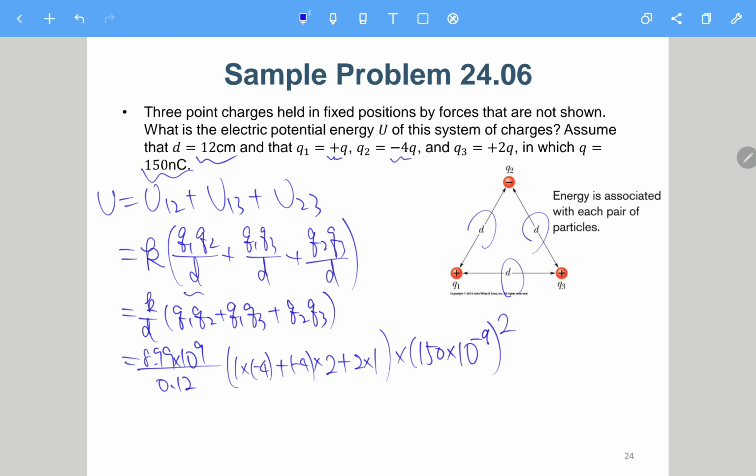This should be a negative number, because this is -8, -4, so -12 plus 2, which is -10. So it should be a negative number, equal to -1.7 times 10 to the -2 joules. This is easy because it is just a scalar addition.